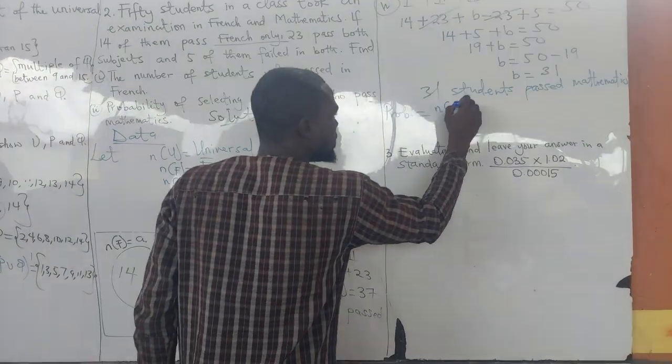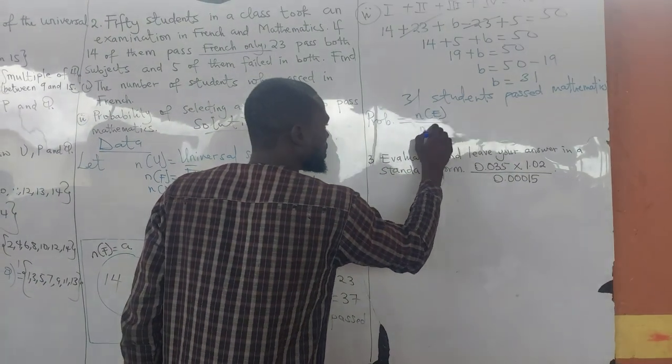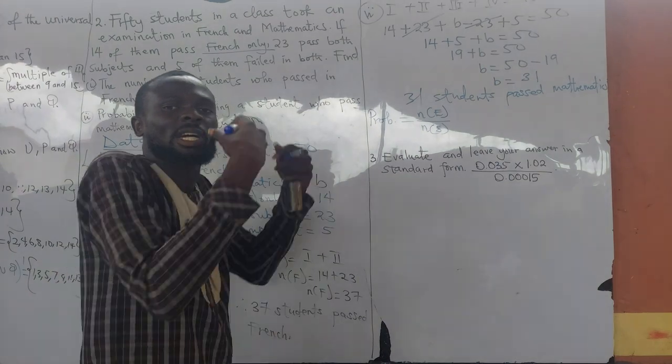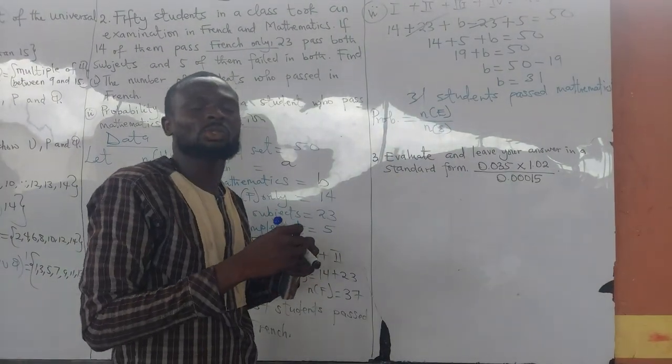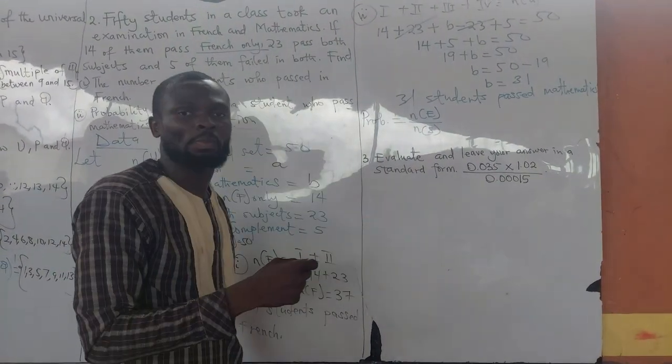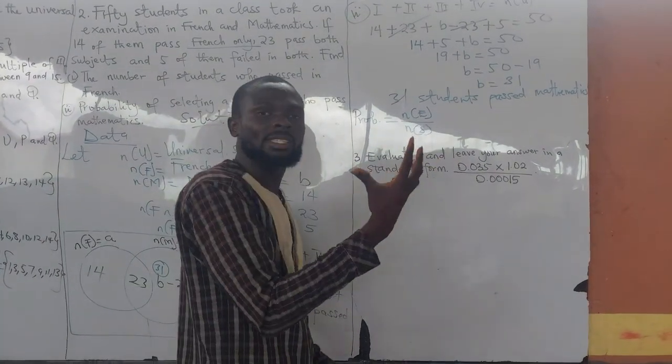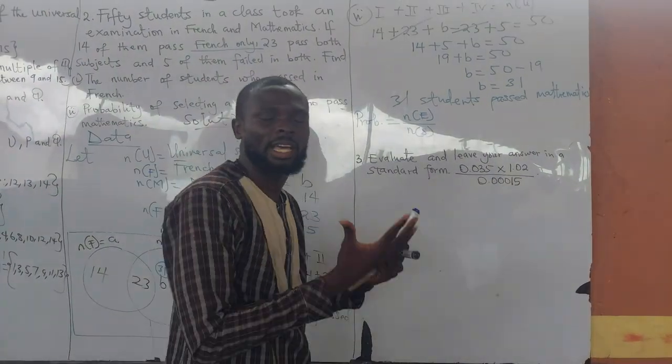Probability is the number of events over the number of sample space. The number of events is what you have been asked to calculate for. I've been asked to calculate the probability of those who pass maths, so that is the number of events. And the number of sample space is the total that you have in a class.